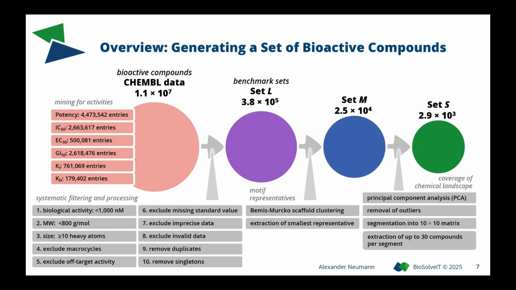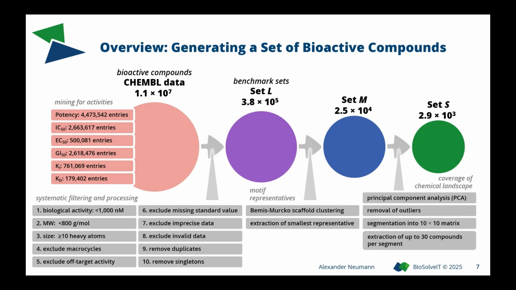Relevant means for us, it's not something that is in the micromolar range, double-digit micromolar range. We wanted to have the good stuff. And the good stuff is something with biological activity less than 1000 nanomolar. Also, we didn't want to limit ourselves too much on the drug likeness. So we extended the molecular weight up to 800 grams per mole. We didn't want to have too small structures, so everything with a size less than 10 heavy atoms was filtered out. Since this was more in the direction of working with small molecules, we also excluded macrocycles.